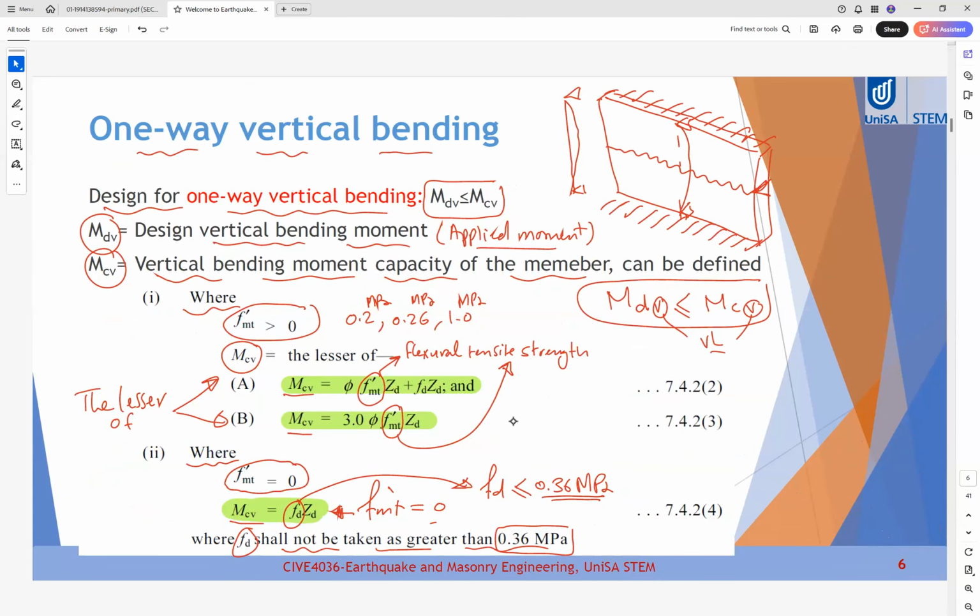Again, the vertical bending moment capacity of the member. We have two cases. If we have a value of FMT dash, we have two values and take the lesser of them. And if FMT dash is equal to 0, the value is FD times ZD, where FD is the compressive or design compressive strength at the top of the wall or at the middle of the wall based on the boundary condition.